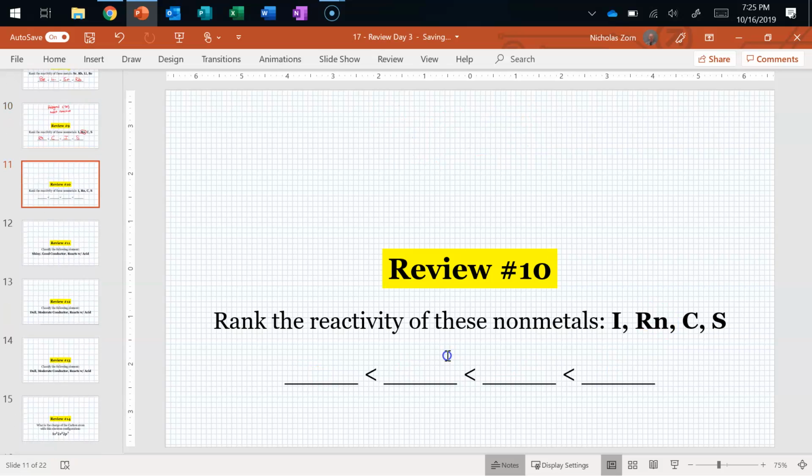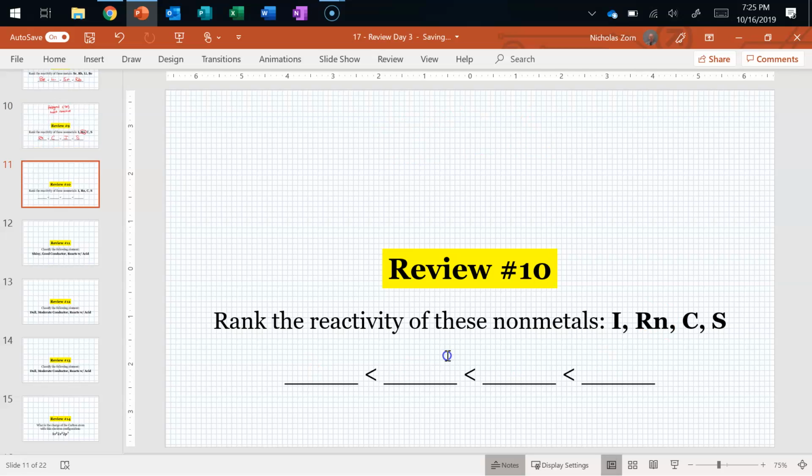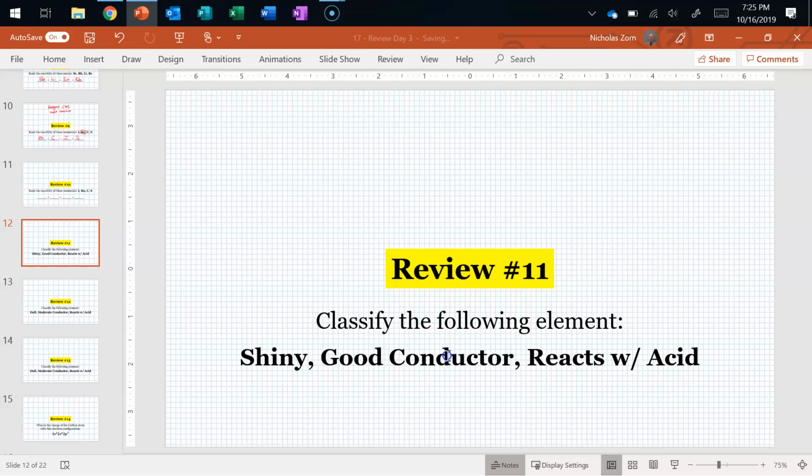All right, let's look at number 11. Rank the activity of these. For some reason, I have this question in there twice. I will fix that for tomorrow. Let's go ahead and move on to number 11.